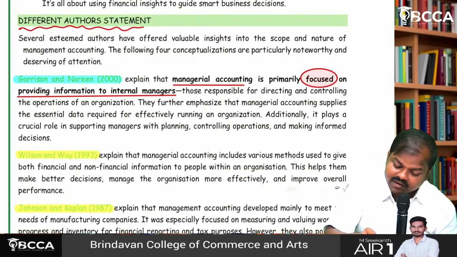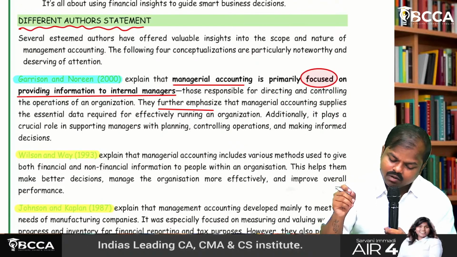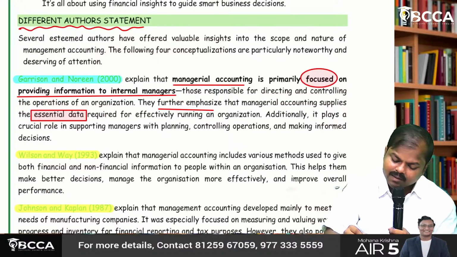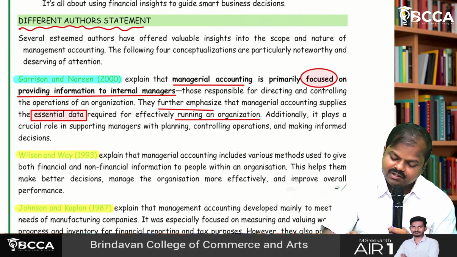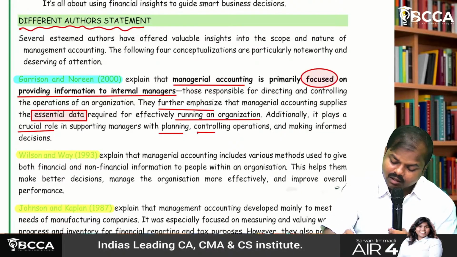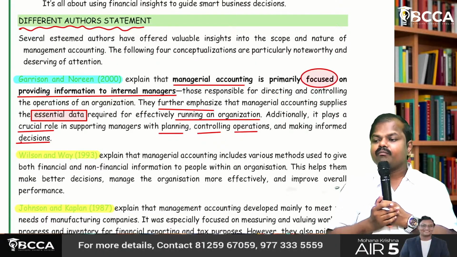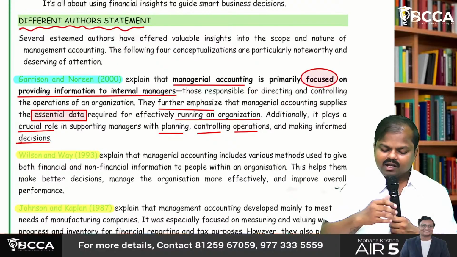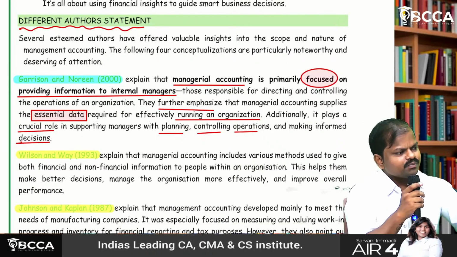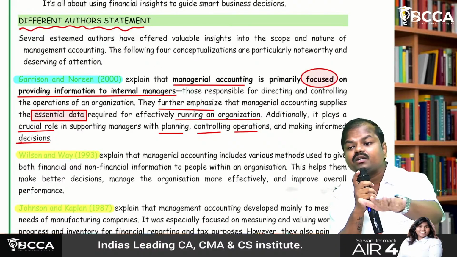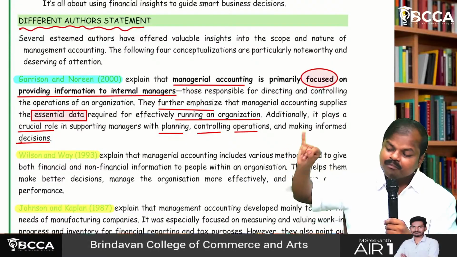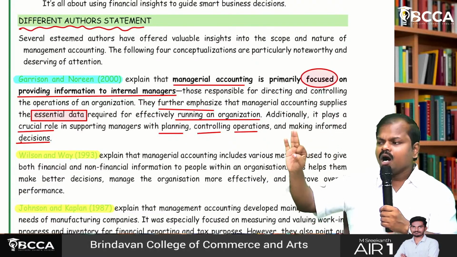They further emphasize managerial accounting supplies what? Essential data required for effectively running an organization. Additionally, it plays a crucial role in supporting planning, controlling operations, and making appropriate decisions. Now tell me, according to him, what is meant by management accounting? It is a subject focused on giving appropriate information to the internal management. For what purpose does internal management use the data? Planning, controlling operations and making appropriate decisions.